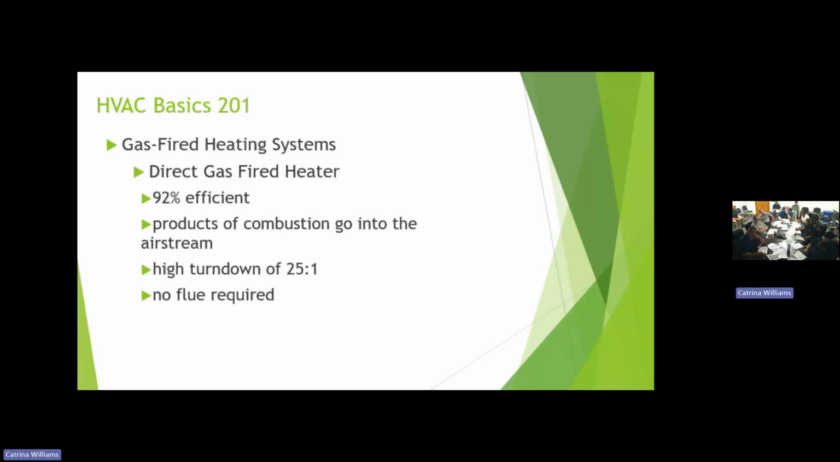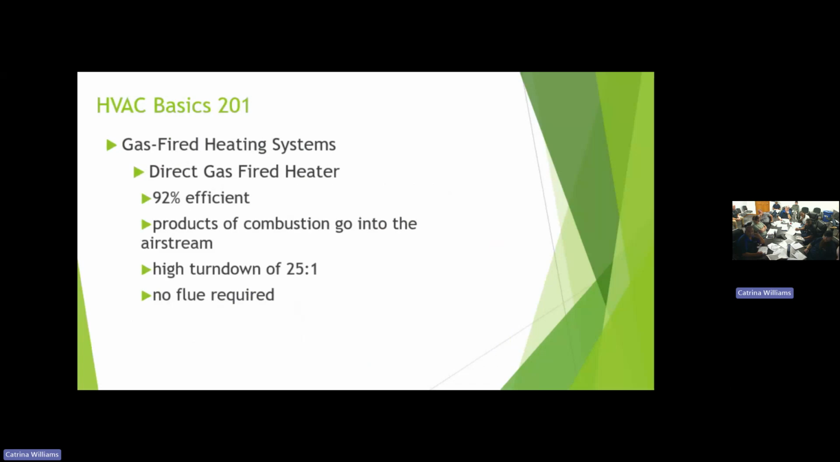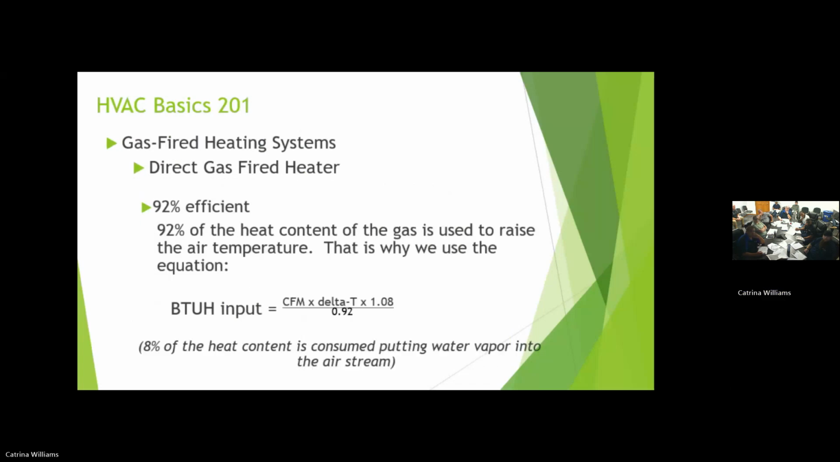Products of combustion go right in the airstream. You saw that in the picture. We're blowing that into the space. And there's no flue required, obviously, because of that. What is that? The stack, chimney, whatever, where those products of combustion go. Yeah, so that's a good point. Again, there's various terms: flue, a stack, a chimney. There's another one I can't even think of, but that's the main thing. They all kind of interchange. Good point.